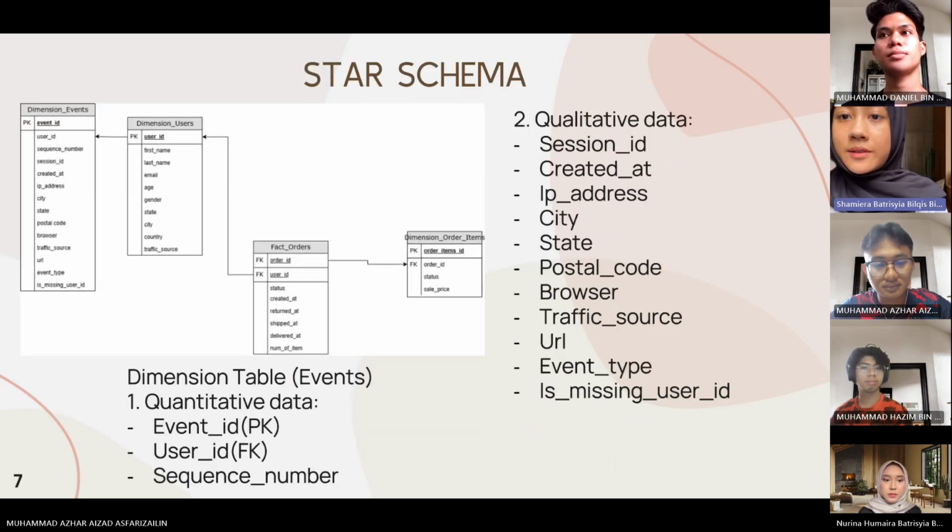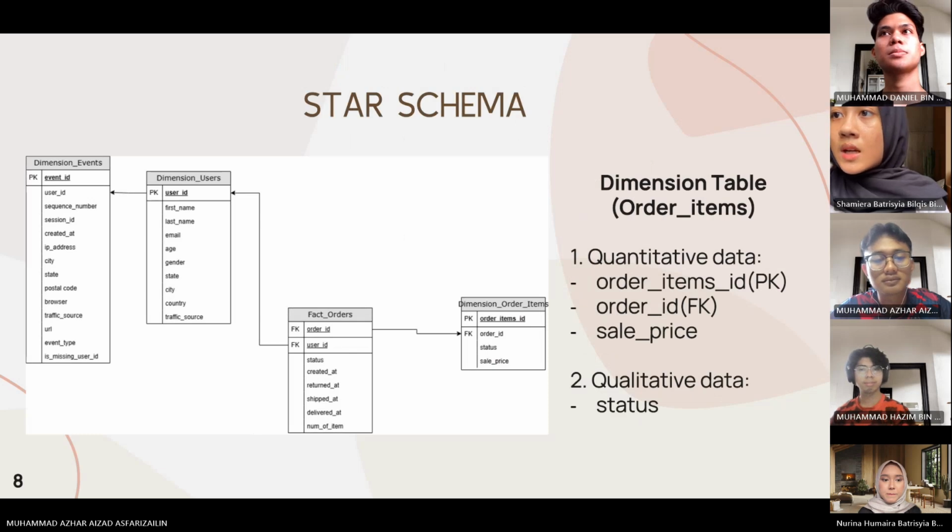For the dimension table event, our quantitative data is event ID, user ID, and sequence number. Meanwhile, the qualitative data is session ID, created at, IP address, city, state, postal code, browser, traffic source, URL, event type, and is missing user ID, to track if the user ID is missing. Last but not least, the dimension table for order items. The quantitative data is order items order ID and sale price. Meanwhile, the qualitative data is status.